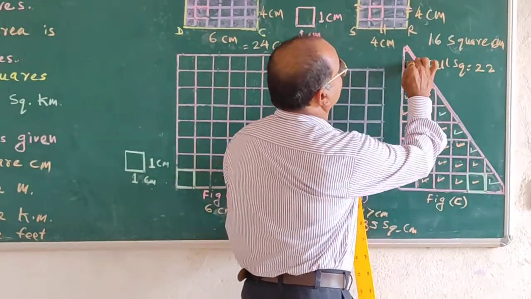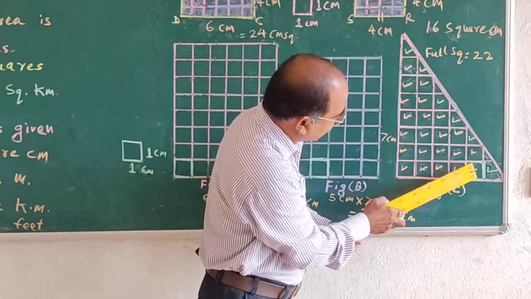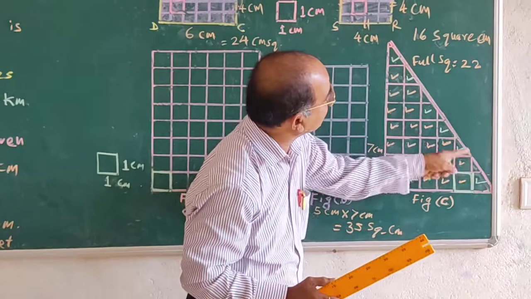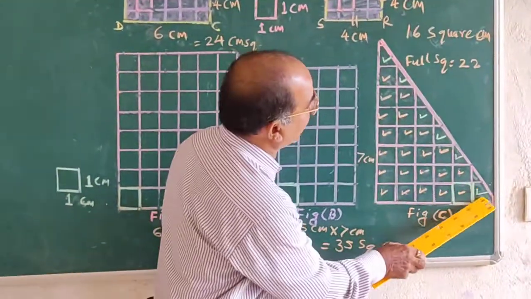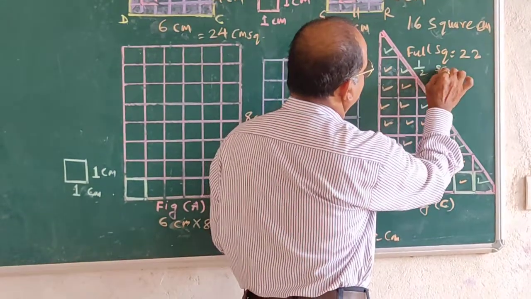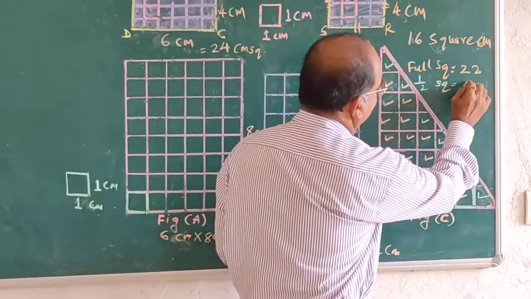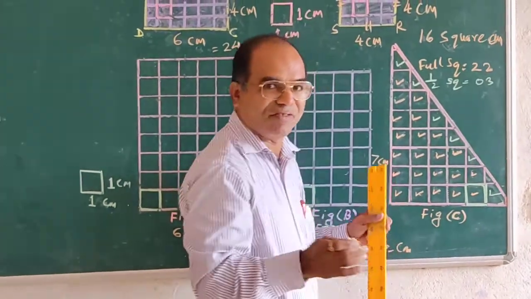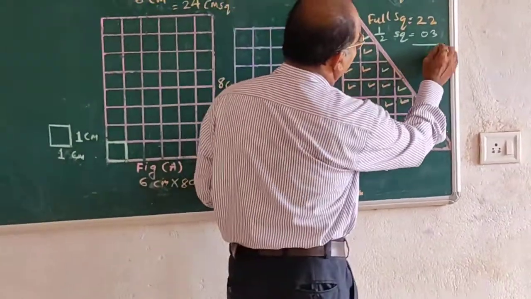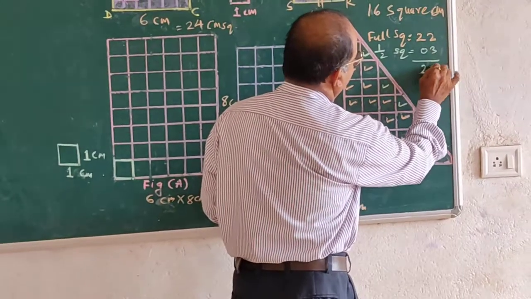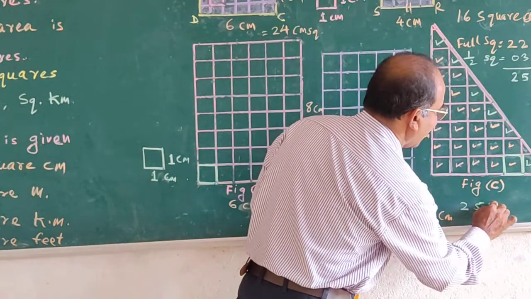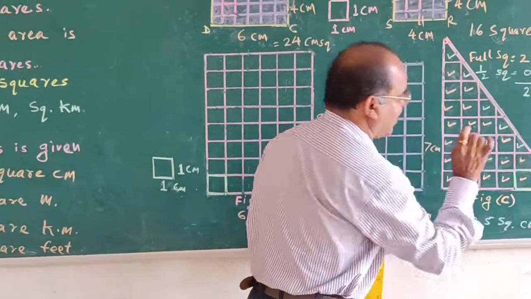You can see I have marked with green color the squares which are half and more than half, and I have left the squares which are less than half. So 1, 2, 3, 4, 5, 6. We are getting 6 half squares. So the full will be 3. Half squares 6, so full will be 3. So total squares will be how many? 25. So the area of this will be 25 square centimeters.